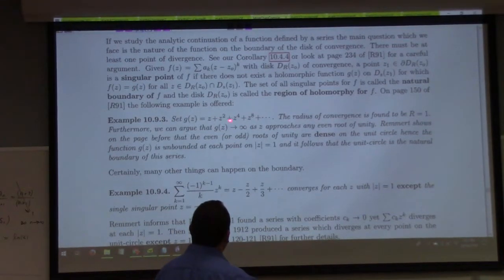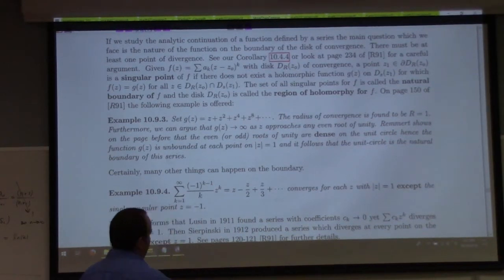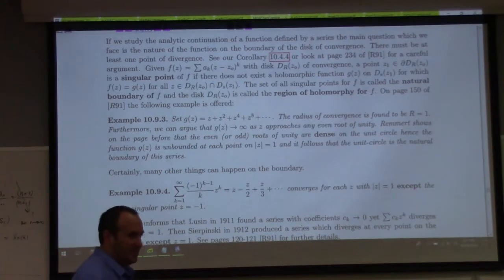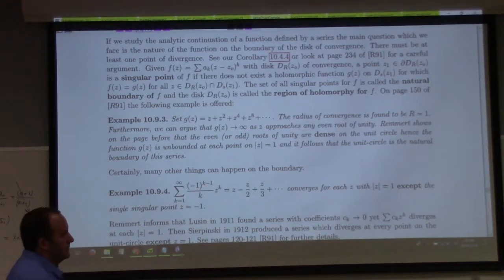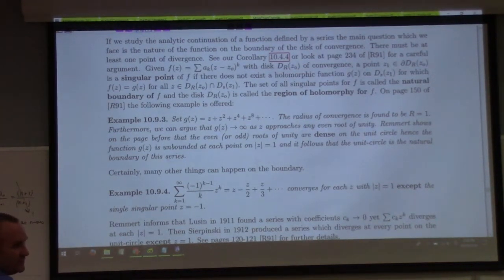so the sum of even powers, you can show that the radius of convergence is 1. I kind of believe that because, yeah. And you can argue that this goes to infinity as z approaches any even root of unity. Let's see here. Does that make sense? Any even root of unity. What would be an even root of unity? Minus 1? Is that even root of unity? Even root of unity.